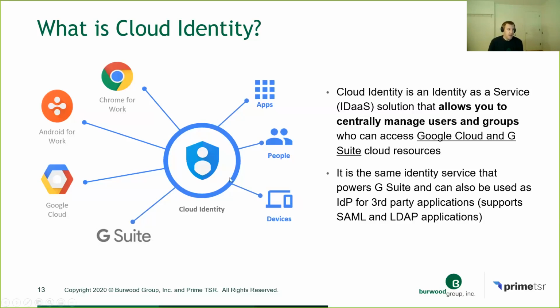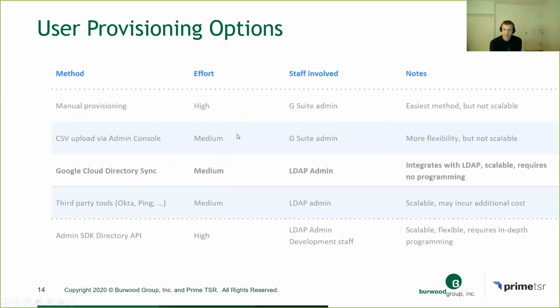In doing so, there's a number of options in how to get your users into Cloud Identity. So you can either create them manually, you could do a bulk upload through CSV. There's third-party tools like Okta, Ping that provide integrations. These are great if you're already using them. If not, they can be expensive.